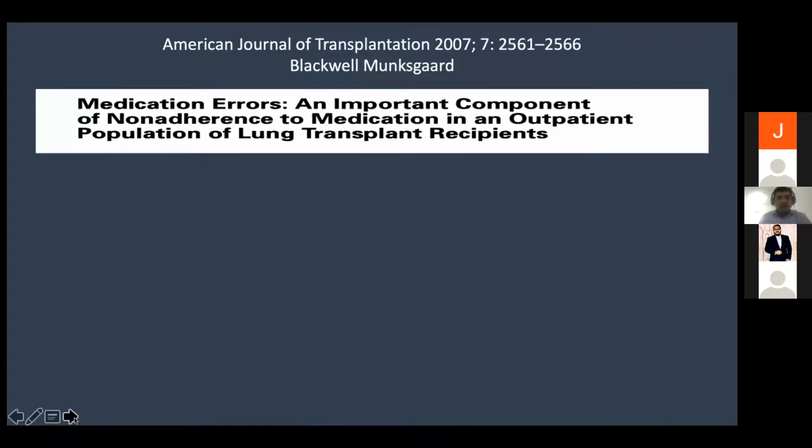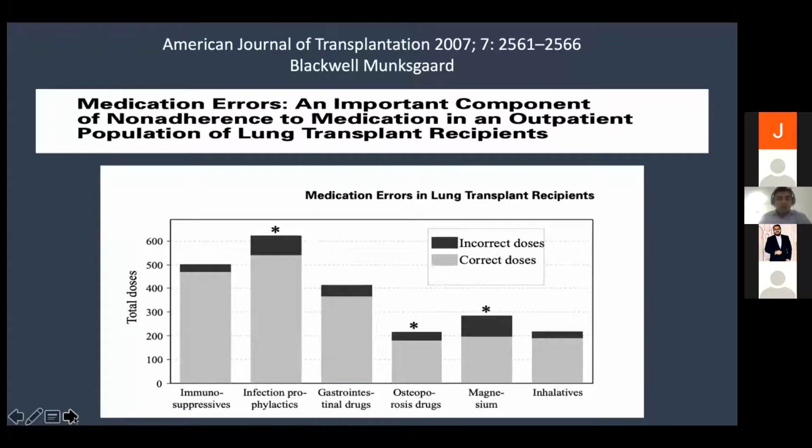So if you look at the slides, the major errors regard antibiotics in wrong dosages for infection prophylaxis, followed by magnesium. Magnesium is very important in transplantation because immunosuppressants like CNIs can cause leakage of magnesium. These patients are more prone to hypomagnesemia, which eventually translates to hypokalemia as well. So potassium and magnesium tend to be lost at a higher rate.